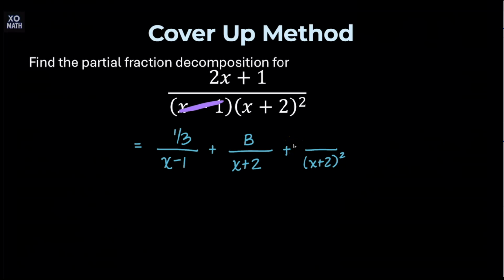And then to find the value of c, we're going to substitute in negative 2 into everything except what we're going to cover up. We're going to cover up x plus 2 squared. So if we plug in negative 2, 2 times negative 2, that's negative 4, plus 1. So the top is going to be negative 3. And then on the bottom, we're going to have negative 2 minus 1. Well, that's also negative 3. So negative 3 over negative 3 is 1.